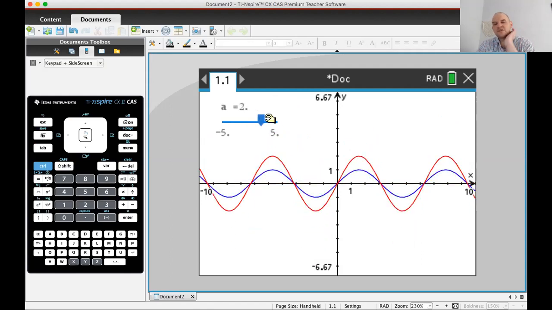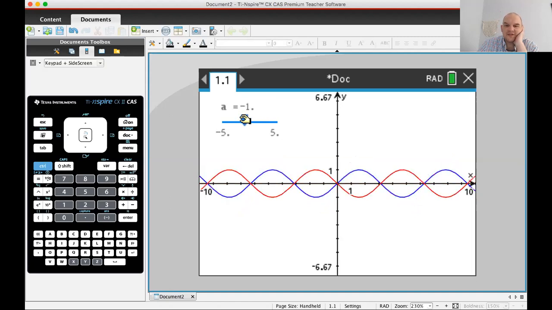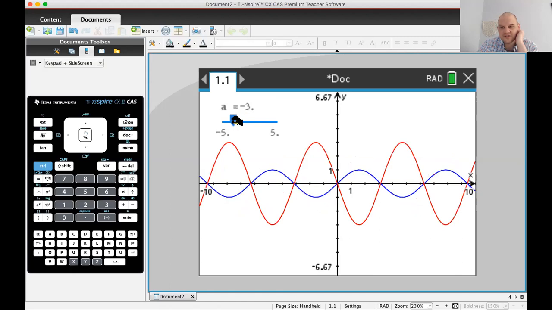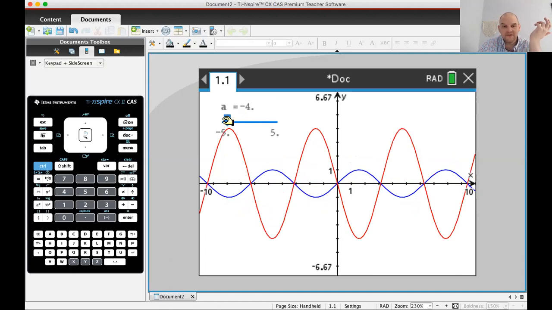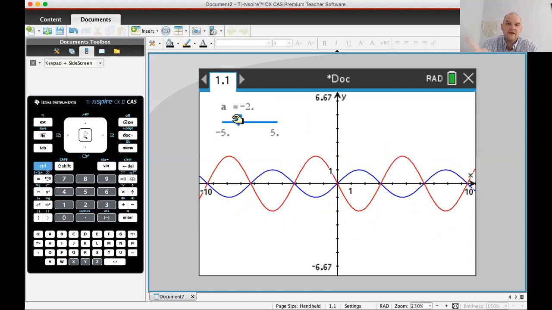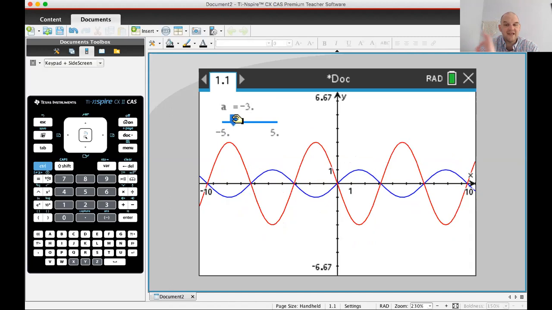Now, what happens when A is negative? It looks to me like it's still stretching it, but it's also reflecting, which makes sense because a negative coefficient is going to reflect your function. So it looks like A actually has 2 purposes. One of them is a vertical stretch, and what we say is that it's changing the amplitude.